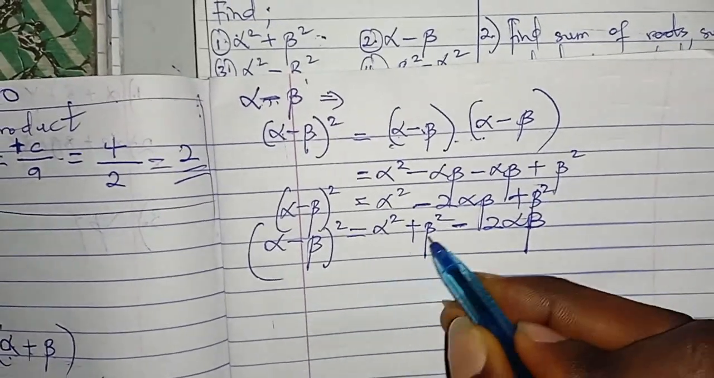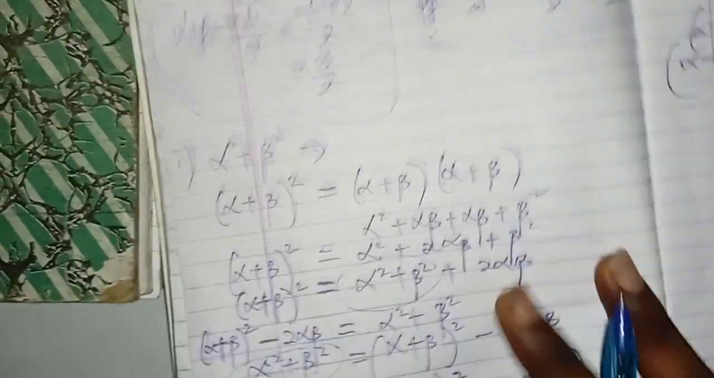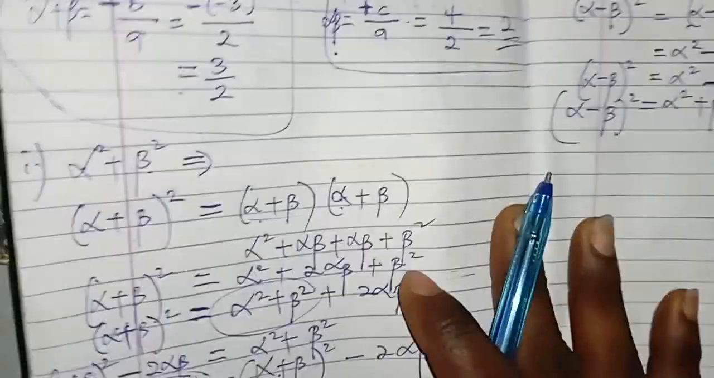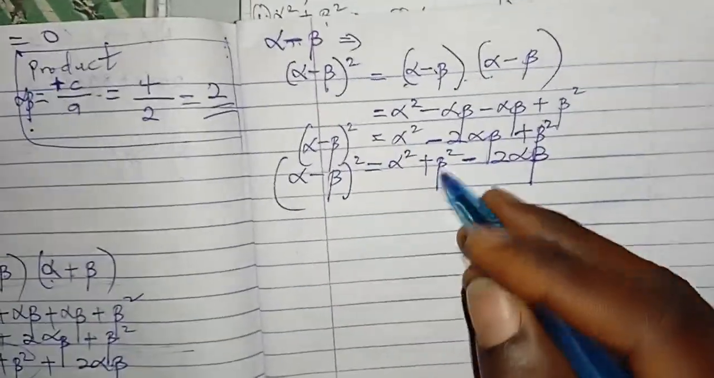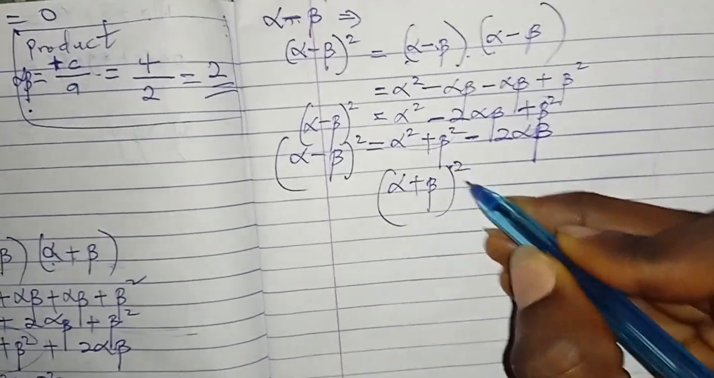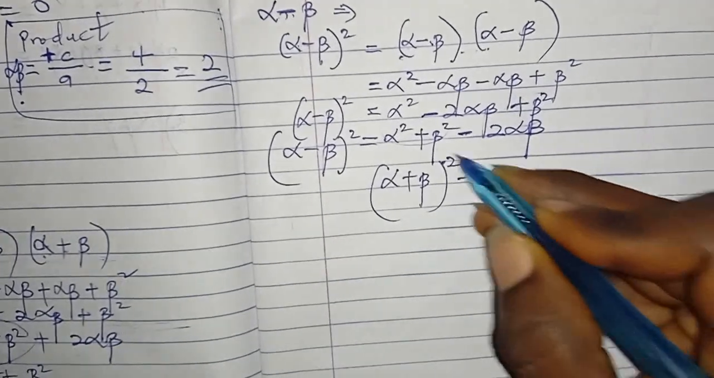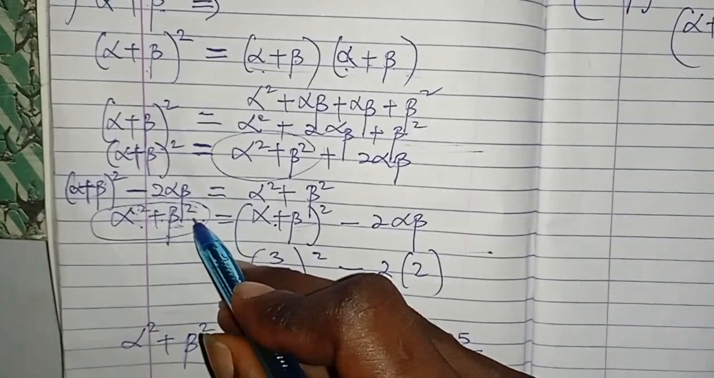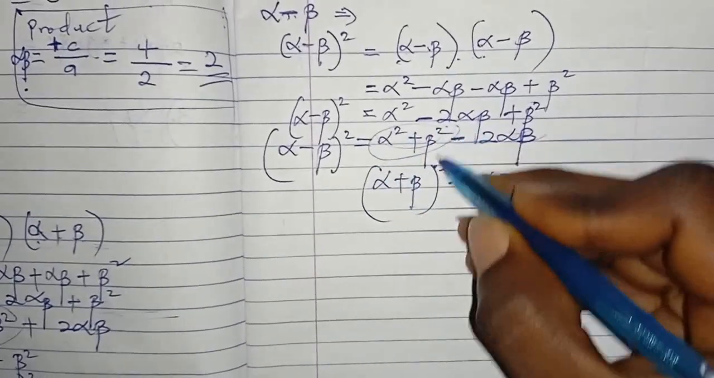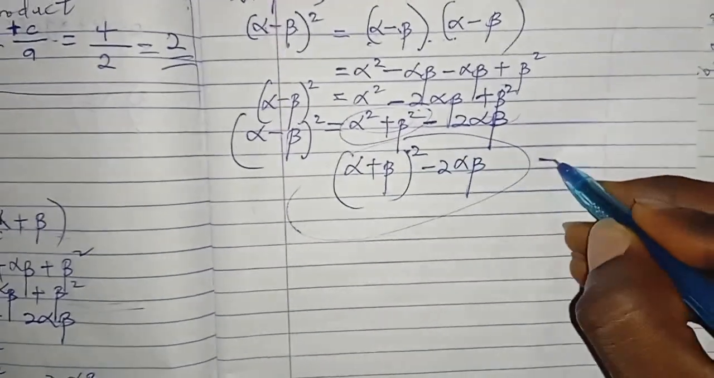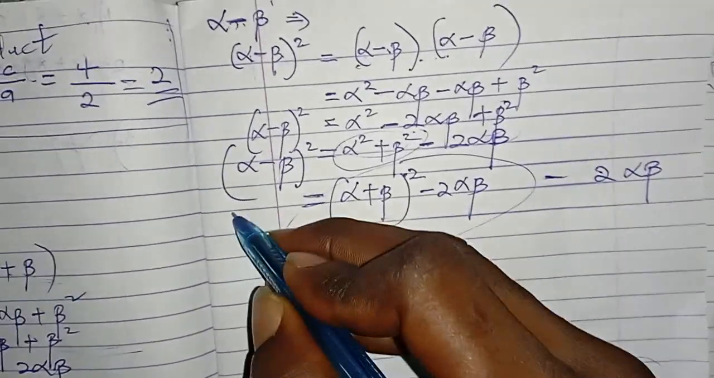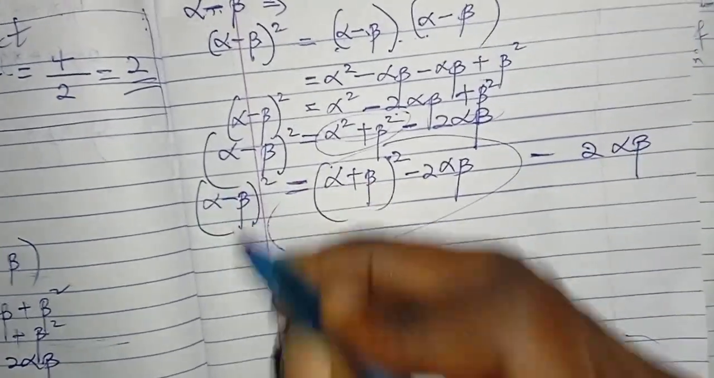Now notice that we found this before. Alpha square plus beta square. We did it here, and it gave us alpha plus beta all squared minus 2 alpha beta. That is what alpha square plus beta square gave us. So I'll replace this one, and bring this one down. So I've replaced this with what it is equal to, minus 2 alpha beta. So they are equal to alpha minus beta all square.